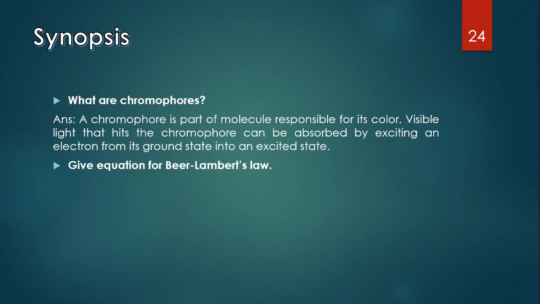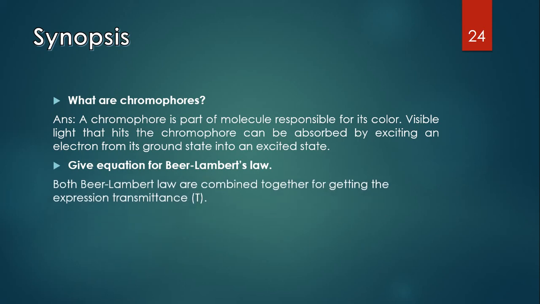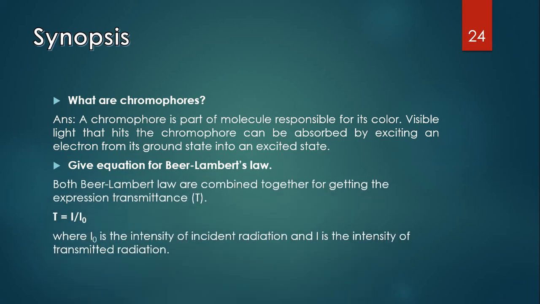Give the equation for Beer-Lambert's law. On combining the Beer and Lambert's law, we got the equation for transmittance. As transmittance is equal to I upon I0, where I0 is the intensity of incident radiation and I is the intensity of transmitted radiation. So this is how we can find the relation between the intensity of light and transmittance.